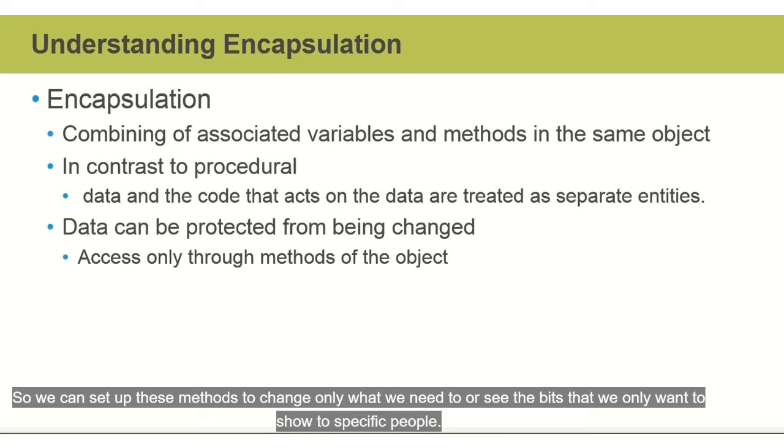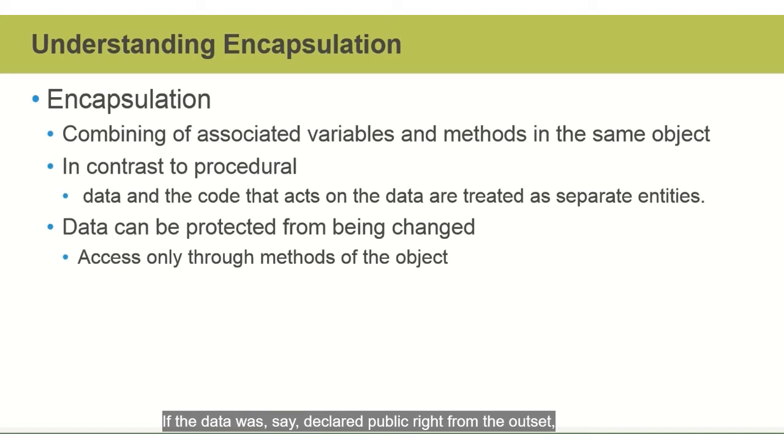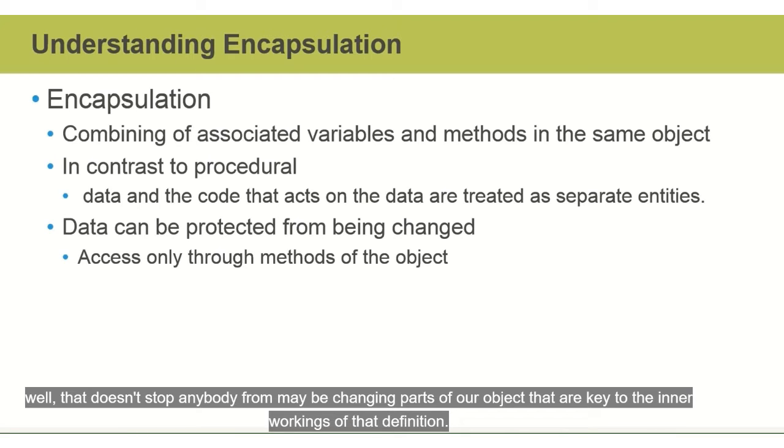If the data was, say, declared public right from the outset, well, that doesn't stop anybody from maybe changing parts of our object that are key to the inner workings of that definition. So it could really have a huge knock-on effect. So we need to maintain tight control over how that information is accessed.